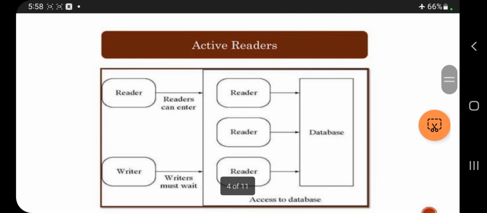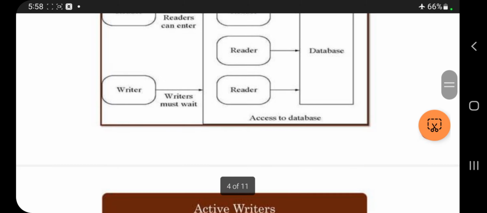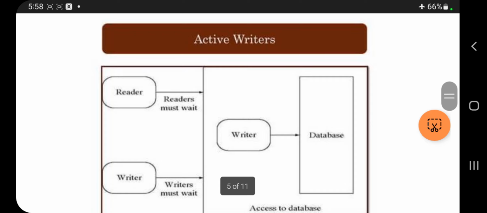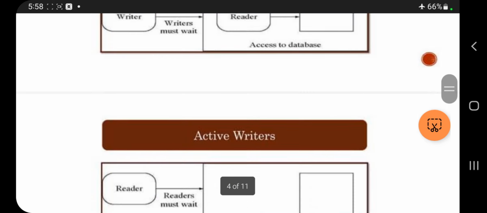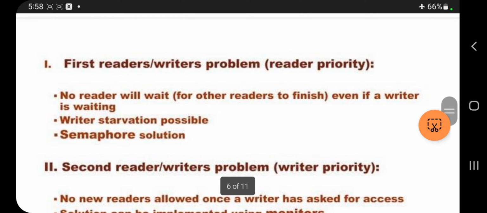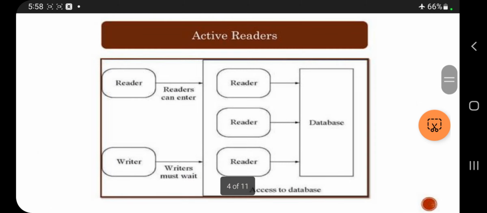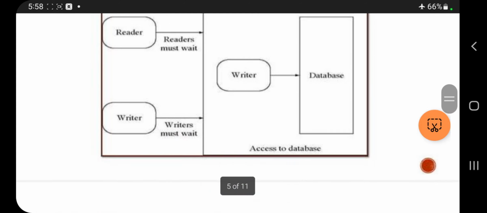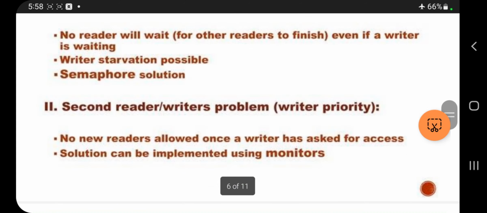There is another picturization, one where readers have priority and another where writers have priority. In the first readers writers problem, reader priority, no reader will wait even if a writer is waiting, and writer starvation is possible, and the semaphore solution is the answer to this. And for writer priority, no new readers are allowed once a writer has asked for access. The solution can be implemented using monitors.